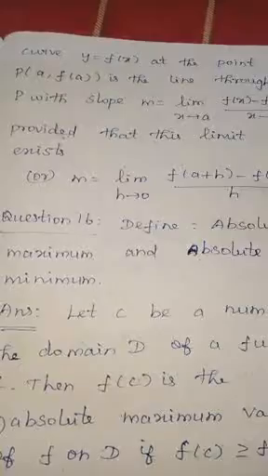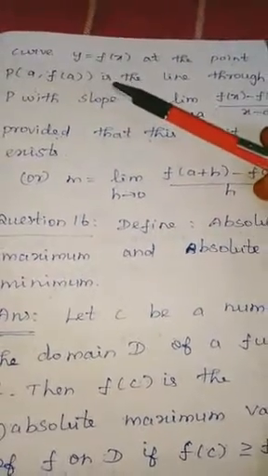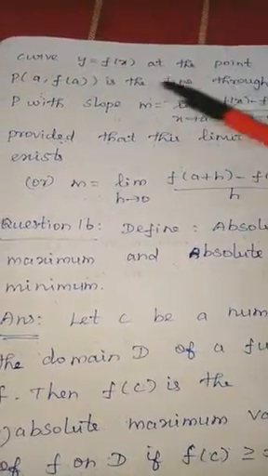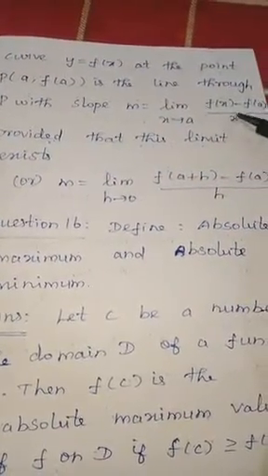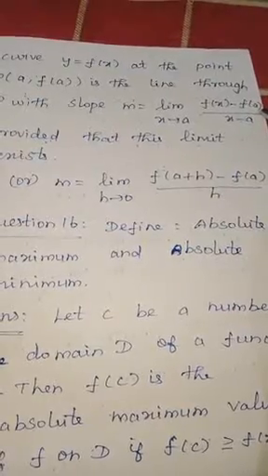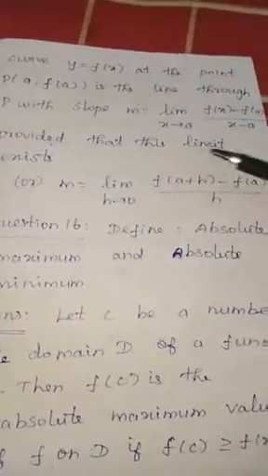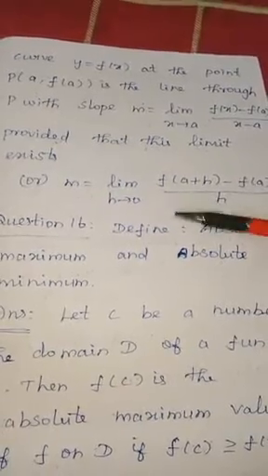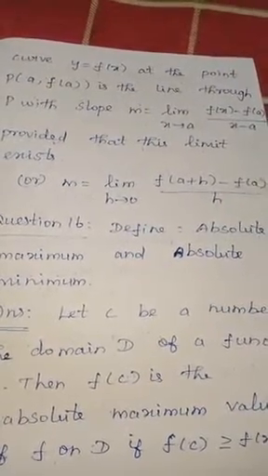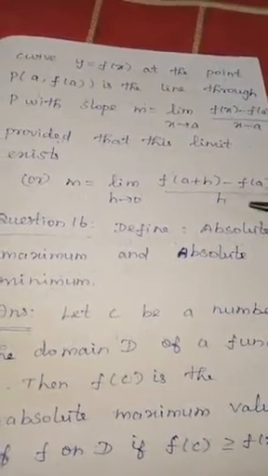Tangent line definition. The tangent line to the curve y = f(x) at the point P(a, f(a)) is the line through P with slope m = limit as x tends to a of (f(x) - f(a)) divided by (x - a), provided that this limit exists. Or m = limit as h tends to 0 of (f(a + h) - f(a)) divided by h.